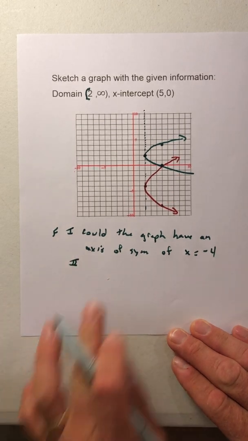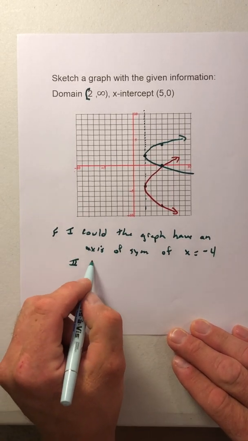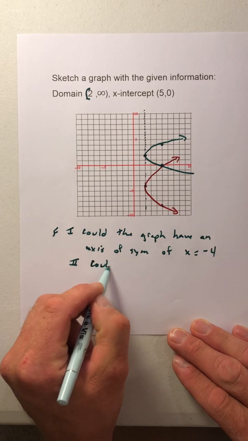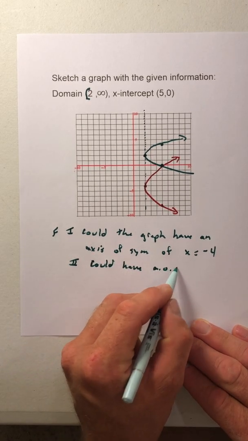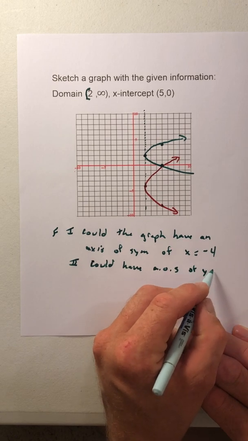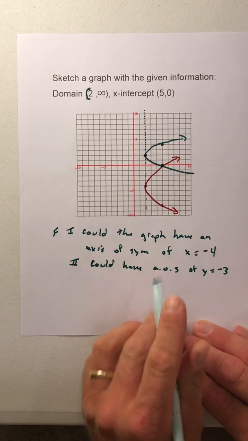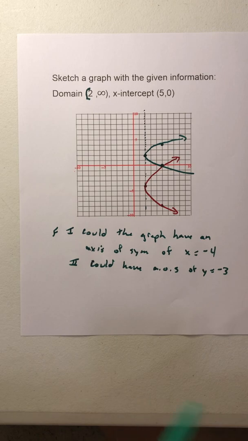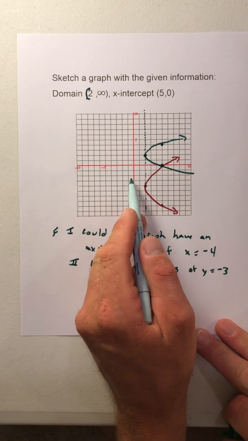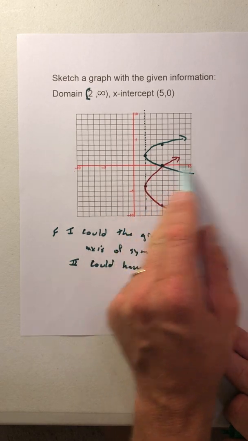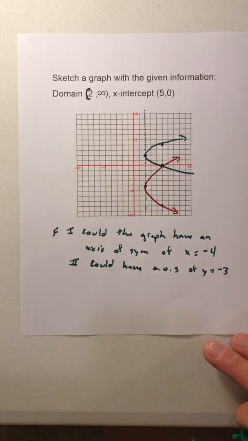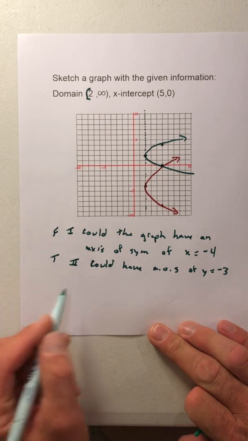But maybe 2, we say, could have an axis of symmetry of y equals -3. And it could have that, couldn't it? We could draw our y equals -3 going through there. We could definitely draw in a graph that would go sideways and give us that form. So that would maybe be a true.